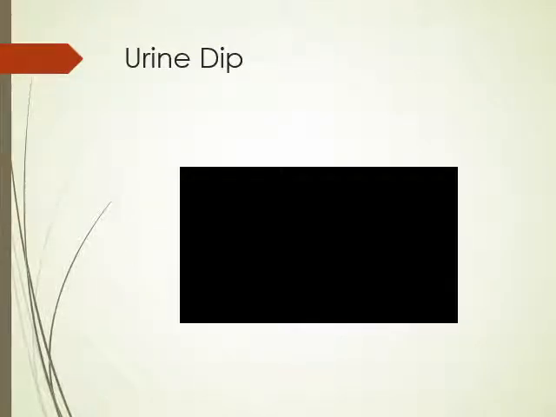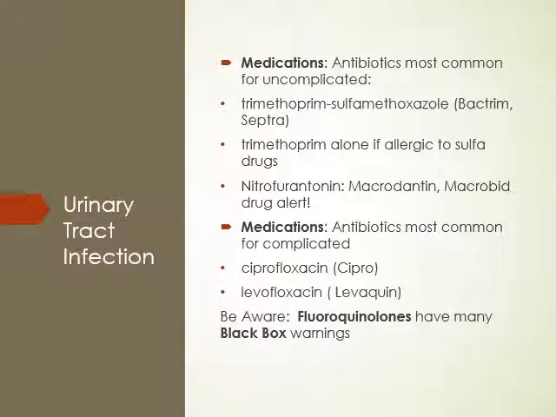Next one is a urine dip. You can look at that on your own. And then UTI. Some of the things I want to talk about here. Usually we give antibiotics. You can see the names here. Make sure you checked allergies. Usually UTIs are treated successfully with 3 days of antibiotic therapy.